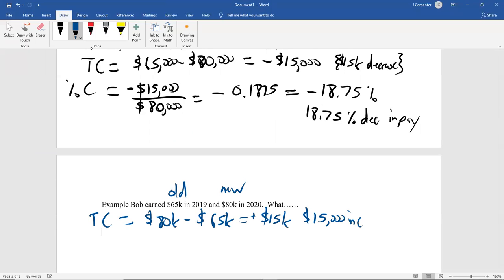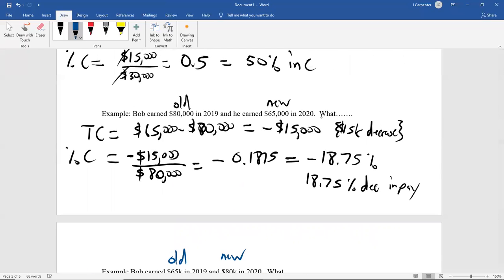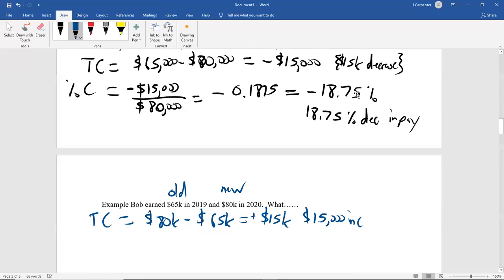This time we reversed it. He went from making less to more. So the total change is positive $15,000, whereas last time it was negative $15,000. So the value of the 15,000 didn't change, it just changes in sign. And that's because we reversed the order of how it happened. So that's the key element of total changes. If you swap the old and the new, the total change is just opposites.